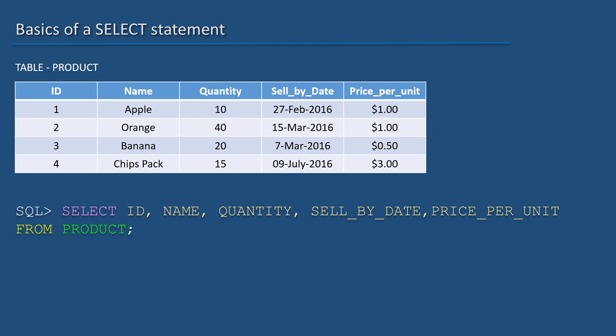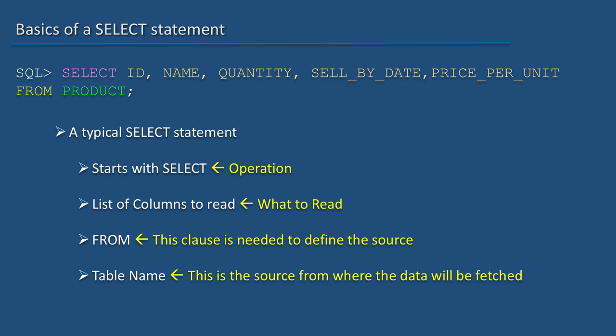Now, let us write a select statement to read data from this product table. That would be select ID, name, quantity, sell by date, price per unit from product, semicolon. If we run this statement, it would select data from ID column, name column, and the other columns from the table product. Now let us analyze and understand this statement.